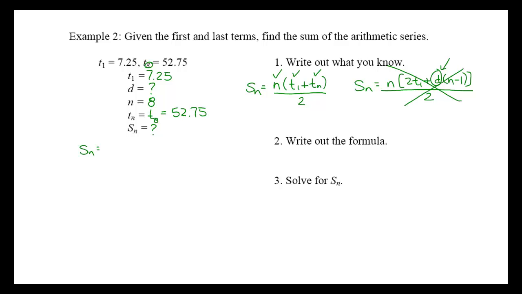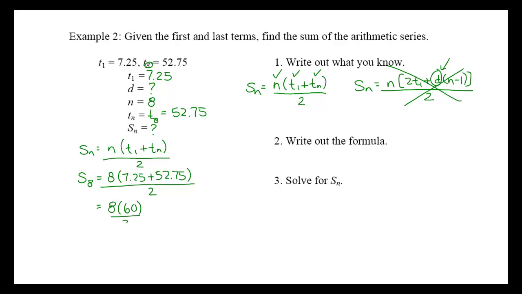Using that first formula, I have S8, so the sum of the first 8 terms is equal to 8 times my term 1, which is 7.25, plus my term n, or term 8, which is 52.75, all divided by 2. When I plug that stuff in the brackets into my calculator, it gives me 60. So 8 times 60 divided by 2 gives me 240.